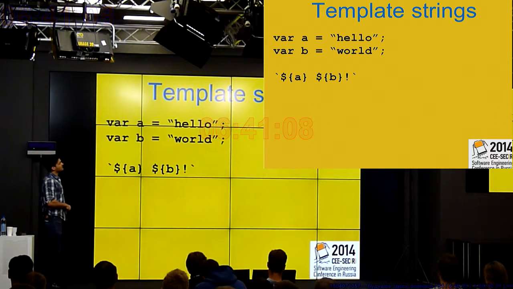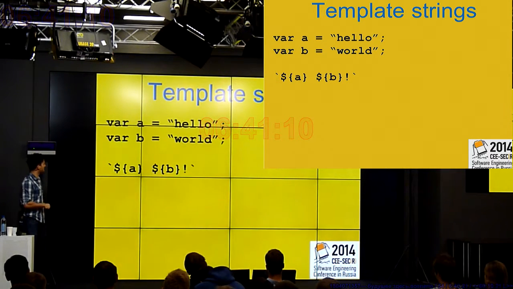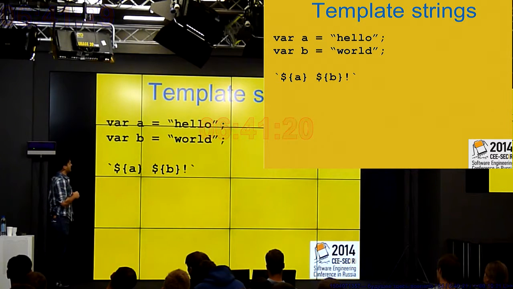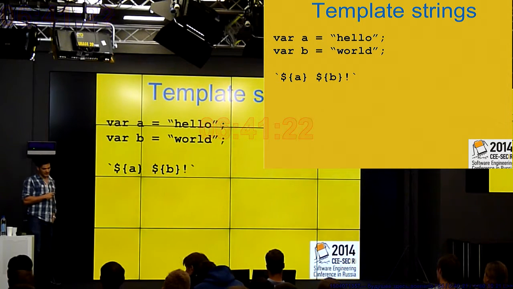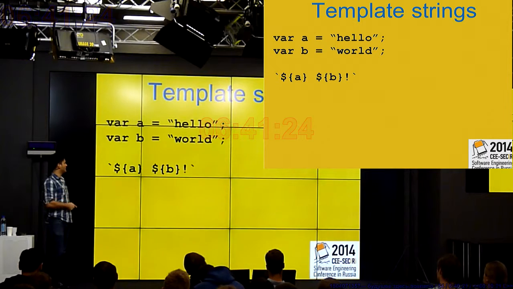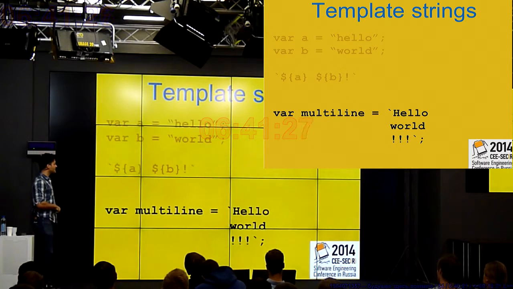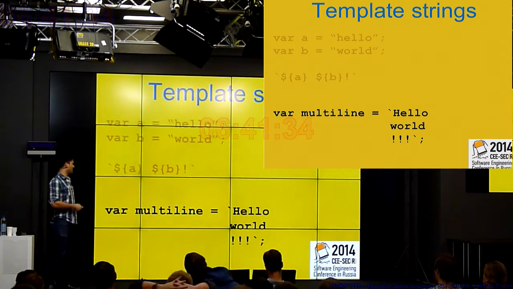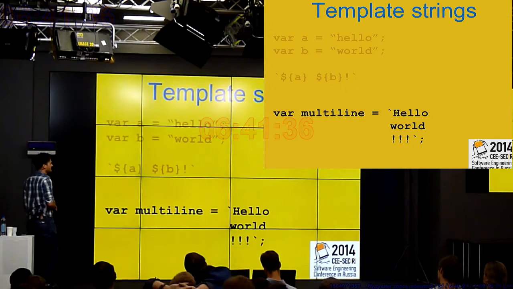And also, we've got template strings. If you use the backtick character, now you can create templates. You can pass variables inside these templates. And also you can have multi-line strings, finally, in JavaScript. So not only in, for example, Ruby, but now finally in JavaScript, you can write multi-line strings.